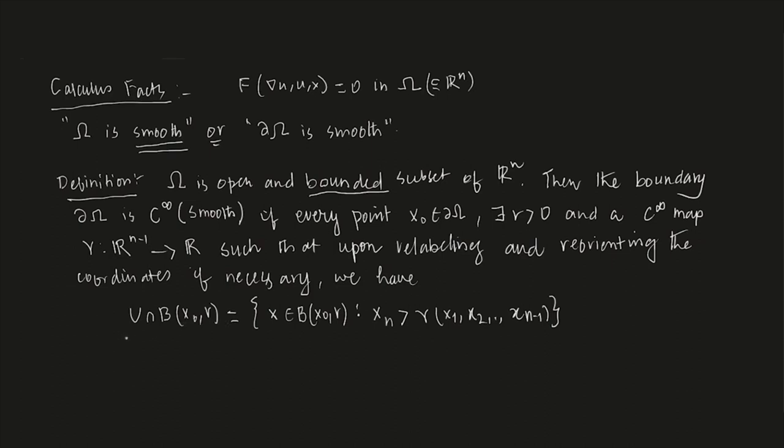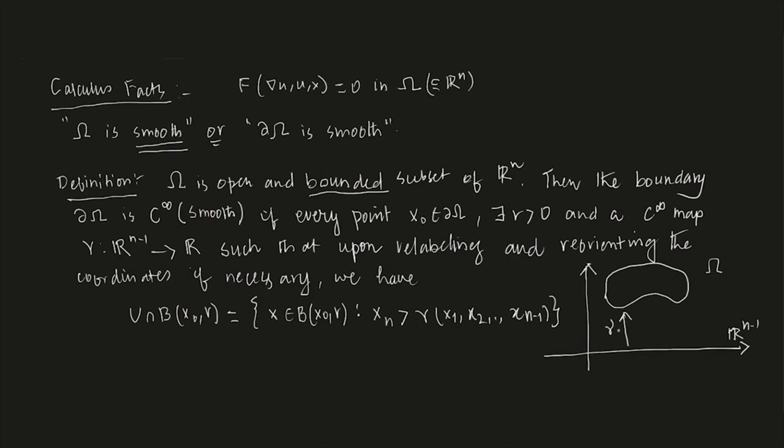Now, what this means is you are basically saying that, so let us draw a small diagram. Let's say that's your domain omega, okay? And this is R^{n-1}, clear? This is R^{n-1}. But it essentially says, and now what is gamma? Gamma is this.